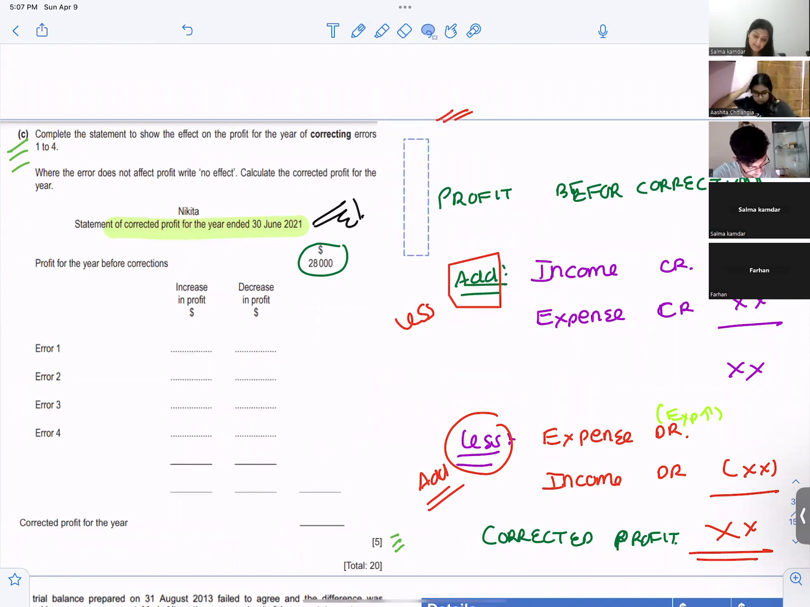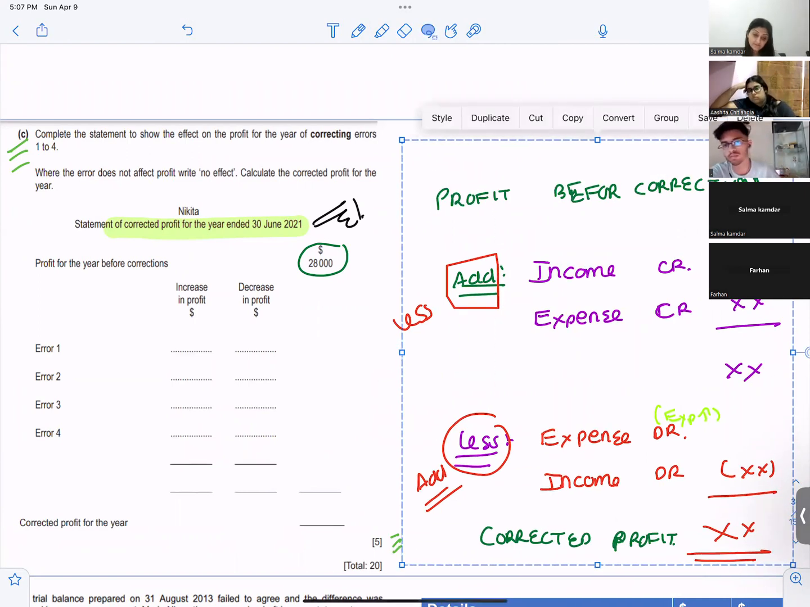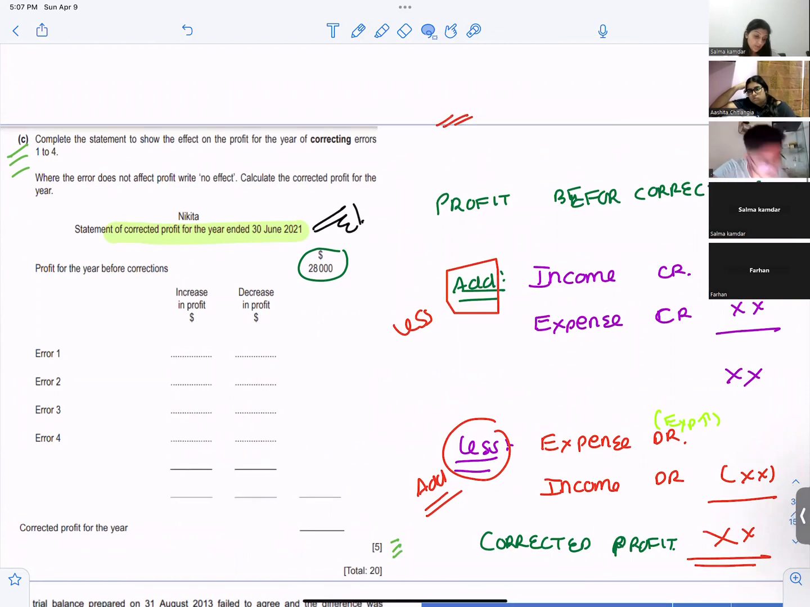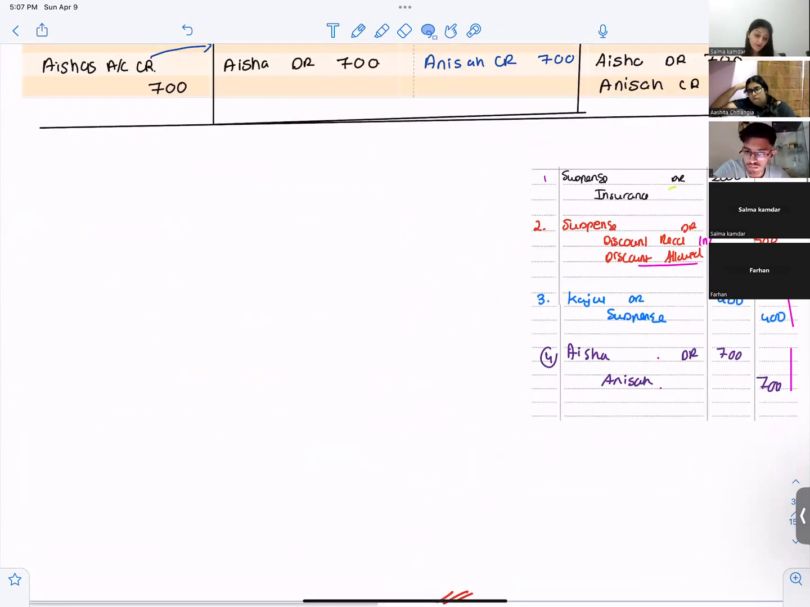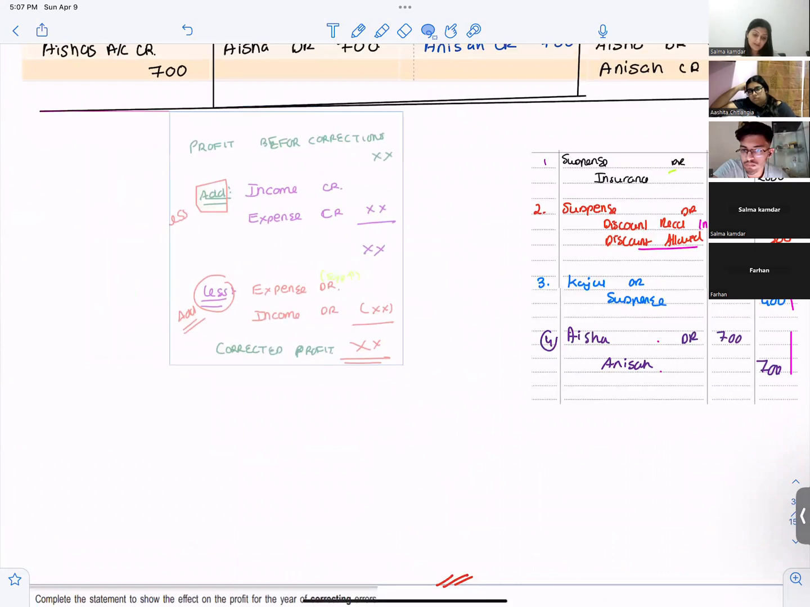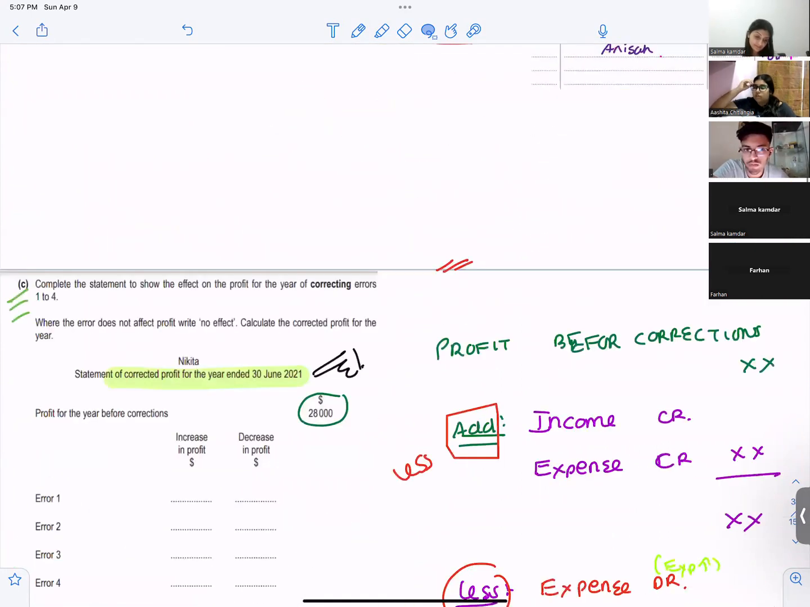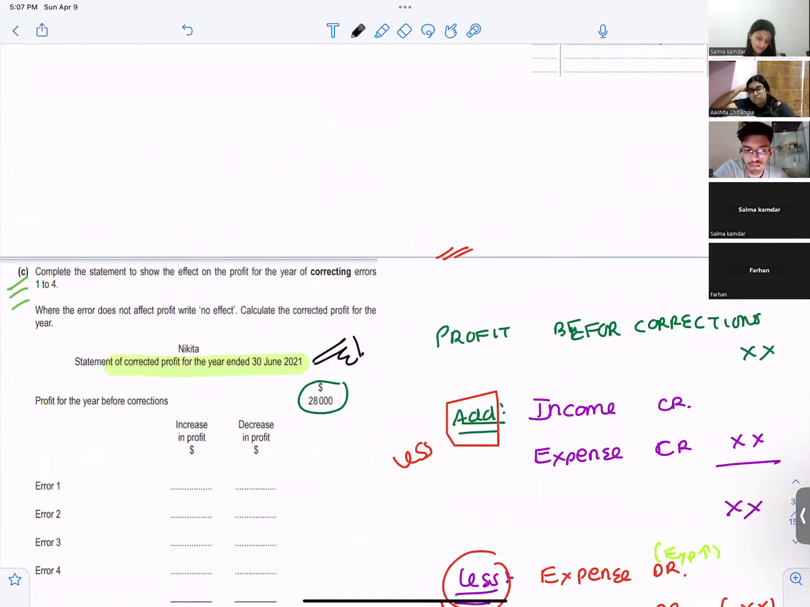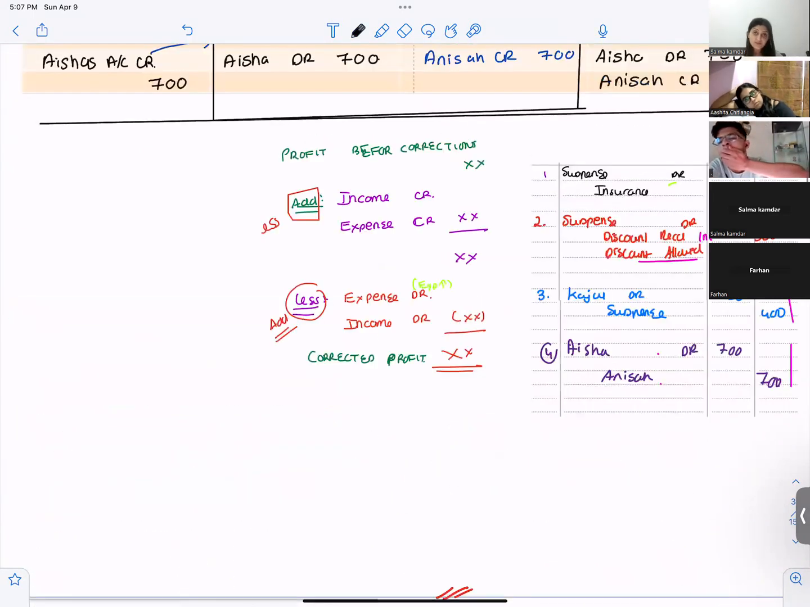Now just remember this part. You have to show the effect of the error on the profit. What do you have to show? The effect of the error on profit. You have to show the effect of error on profit and you have to calculate the corrected profit. So if you want to calculate the corrected profit, what do you want to calculate? The corrected profit.